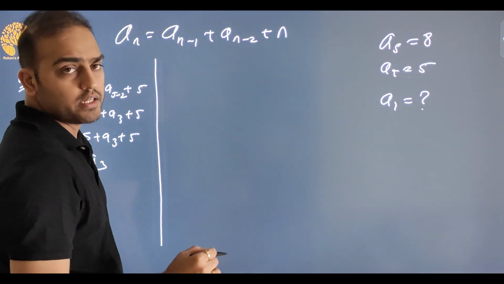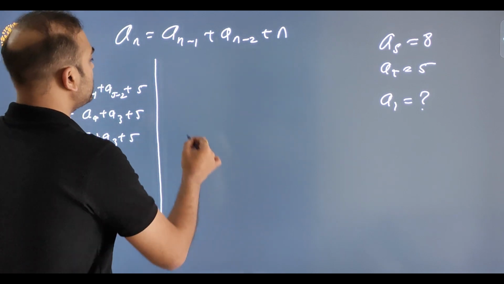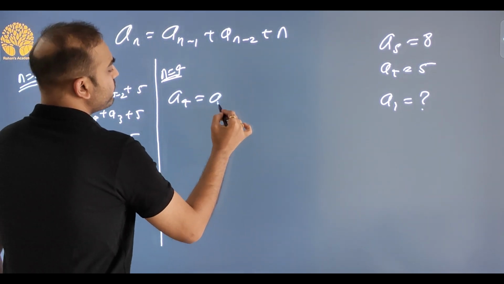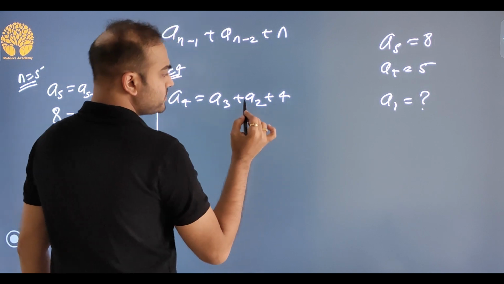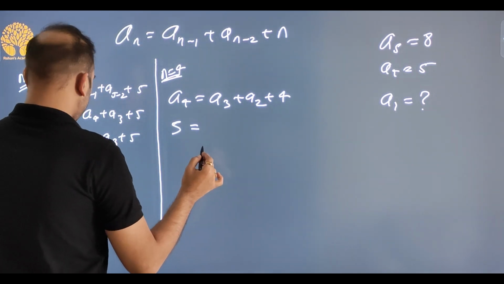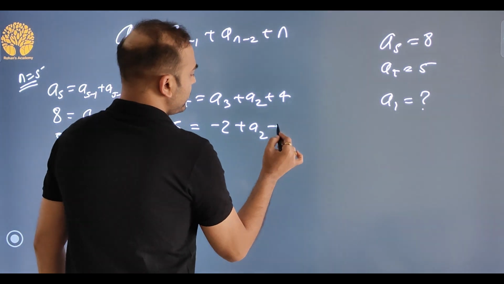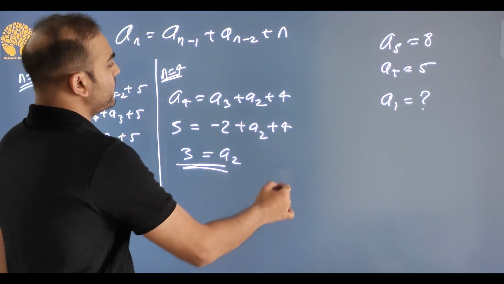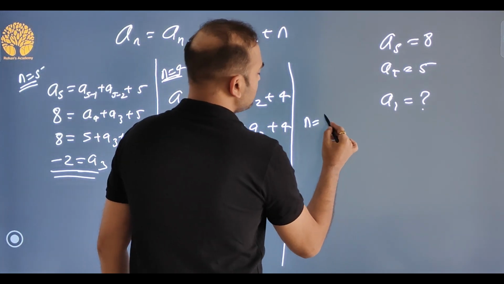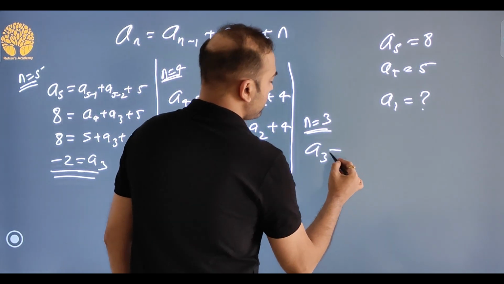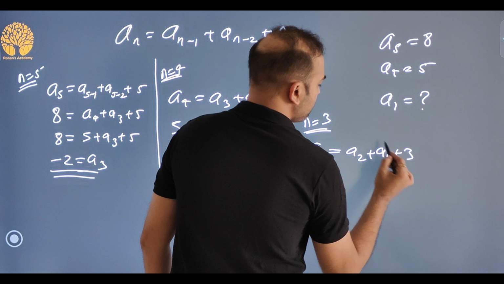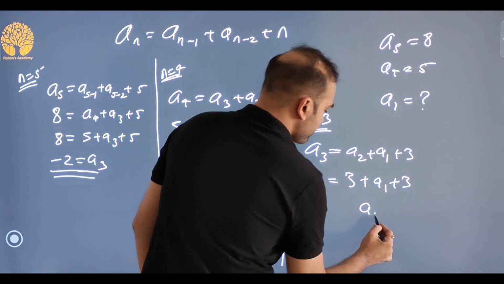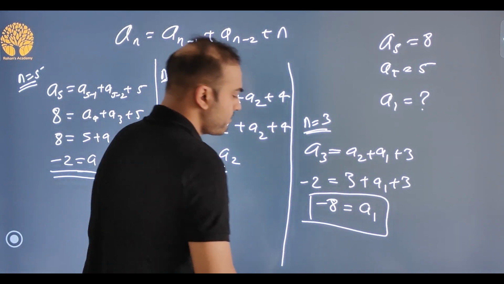Now I know a3, I want a1. The next step is to logically go and find a2. So again put n as 4. You will get a4 as a3 plus a2 plus 4. 5 is equal to minus 2 plus a2 plus 4. a2 will become 3. And now finally put n as 3. You will get a3 is a2 plus a1 plus 3. Minus 2 is 3 plus a1 plus 3. a1 is minus 8.